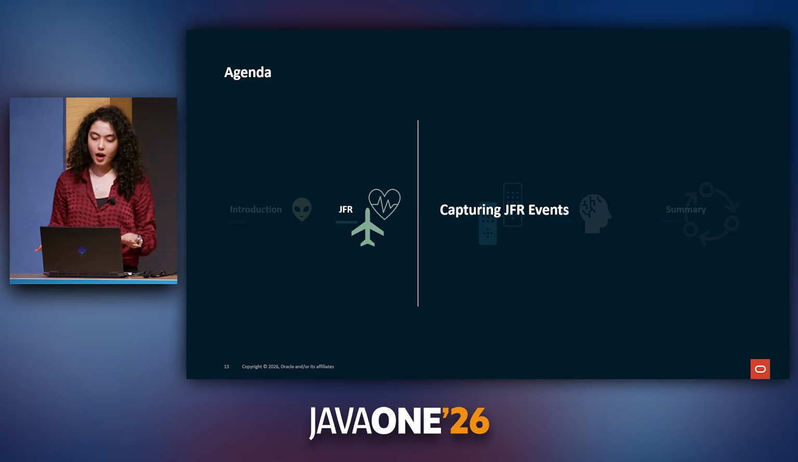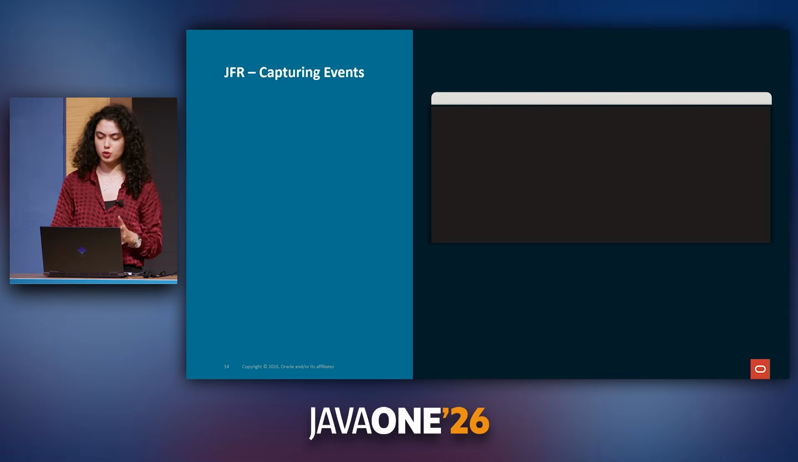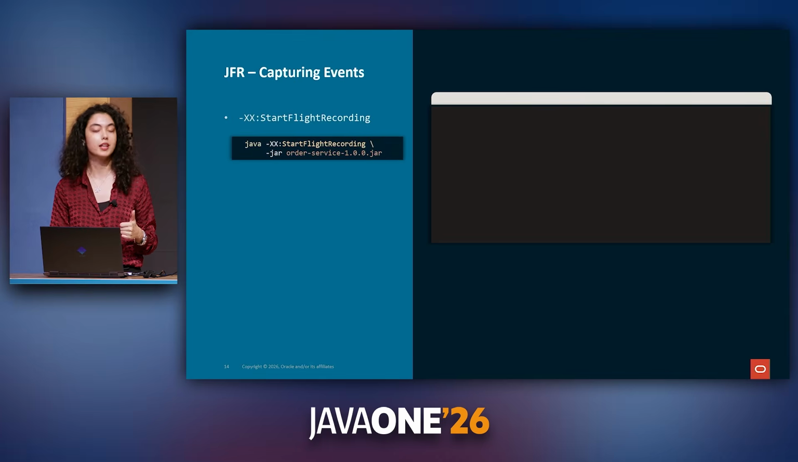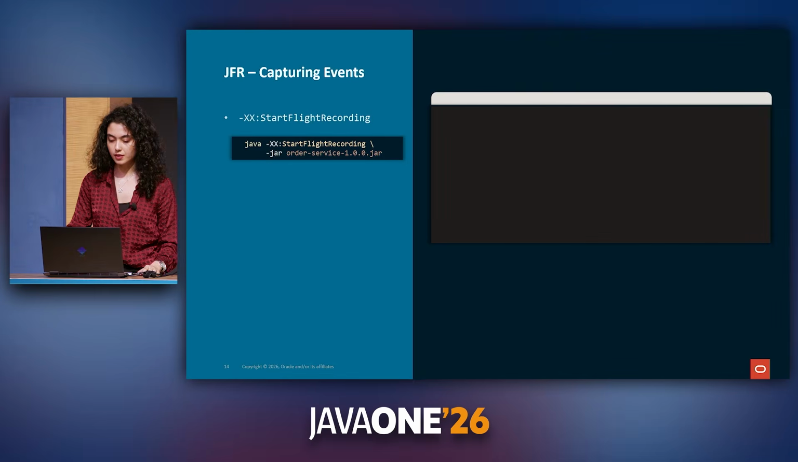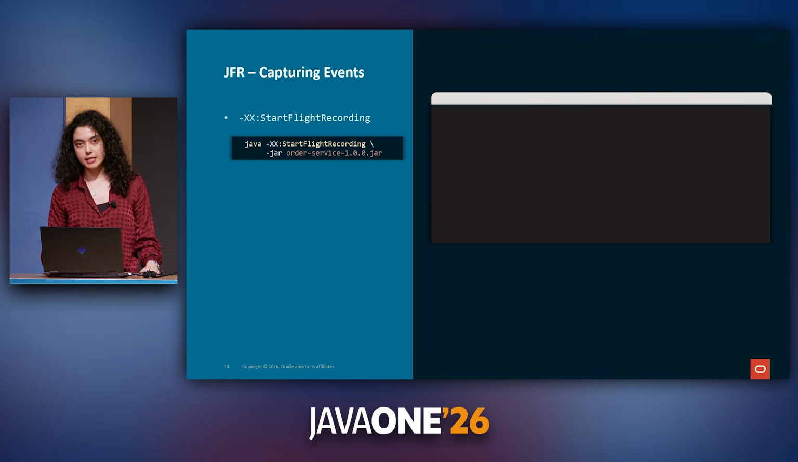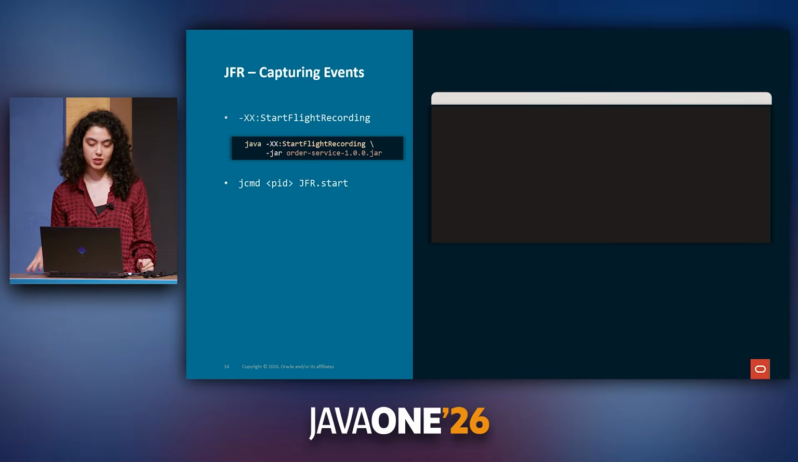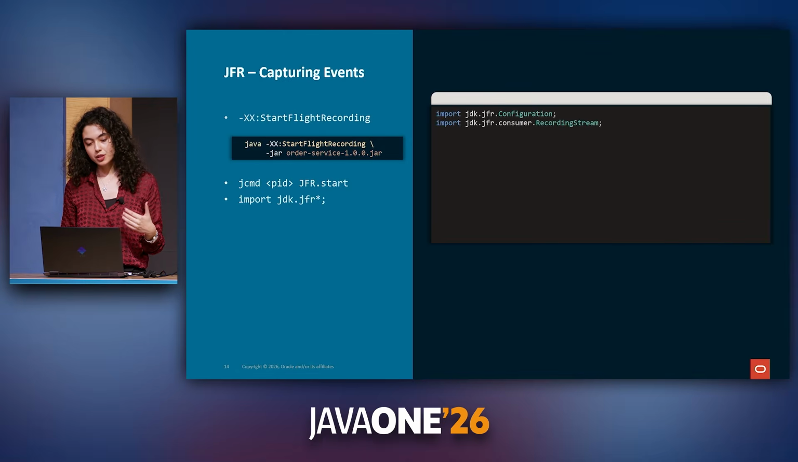Okay, first, how are we going to capture the JFR events? One way is to use the start flight recording flag that we already saw, which starts the recording when the JVM starts. Another option is to start the recording later while the application is already running by using the jcmd command and the application's PID. But in our case, we want to stream the captured events to our monitoring system. Therefore, we will capture them programmatically by using the JFR API.